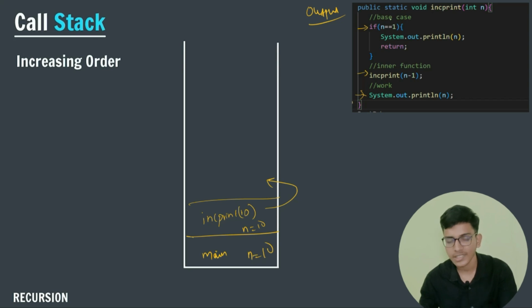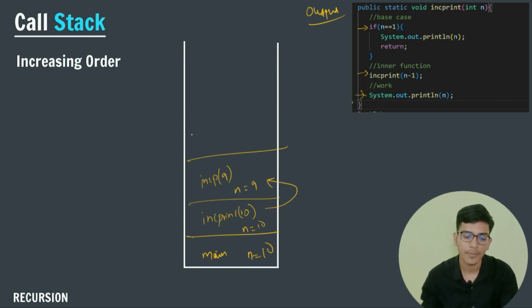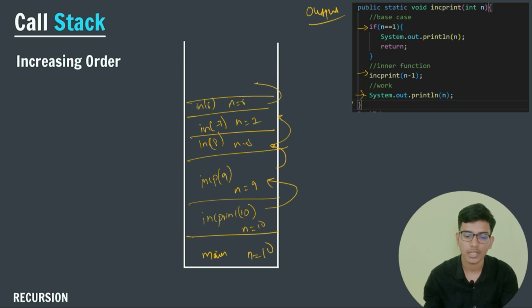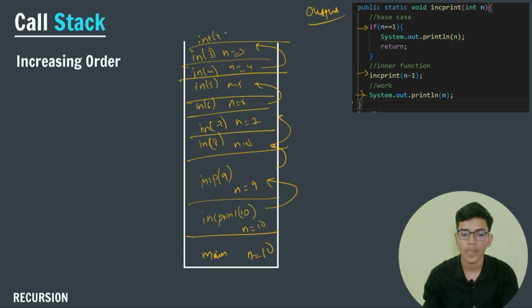After that, the flow comes from top to down. So here you can see that I am calling my function first. It will call incPrint and pass 9, so n will become 9. After that I will pass inc 8, n will become 8. After that inc 7, so n will become 7. So this function calling takes place like this. After that inc 6, n is equal to 6. After that inc 5, n is equal to 5. After that inc 4, n is equal to 4. This function calling will continuously go until I reach my base condition. So inc 3, n is equal to 3. After that inc 2, n is equal to 2.